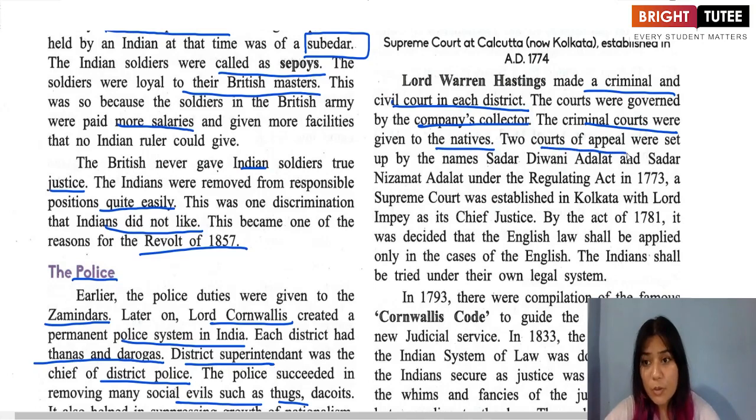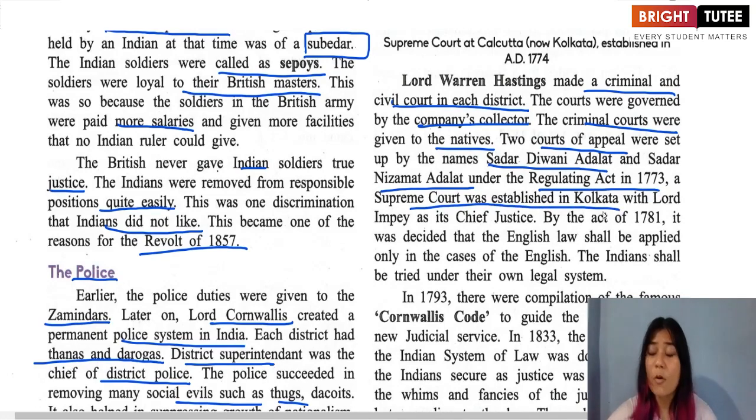There were two courts of appeal which were also set up, and they were called Sardar Diwani Adalat and Sardar Nizamat Adalat. Okay, these were set up under the Regulating Act of 1773. And under this act, a Supreme Court was also established in Kolkata or Calcutta, present-day Kolkata, and Lord Impey was the Chief Justice of the court.